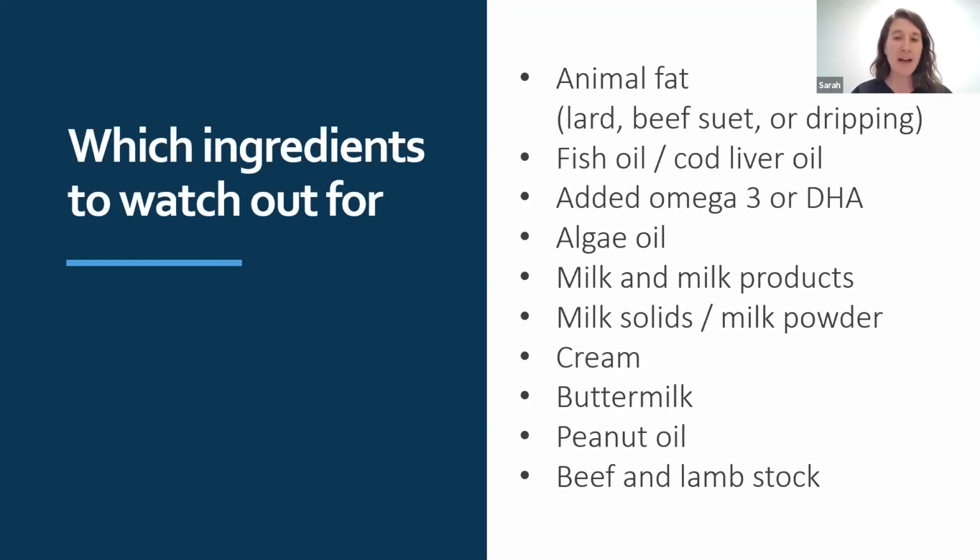Milk solids or milk powder. So they are the milk with the water removed, so the dry version of the milk. And depending if that is a full fat milk, semi-skimmed, or skim milk, will depend on whether it's safe to have. So anything that's full fat or semi-skimmed will need to be avoided. Cream, buttermilk, peanut oil, lamb and beef stock. These are all foods that are important to keep an eye out, and if they were contained in the ingredients list, will need to be avoided.